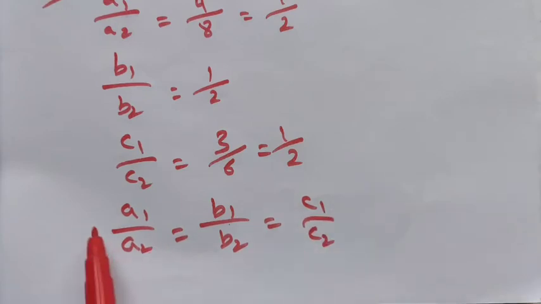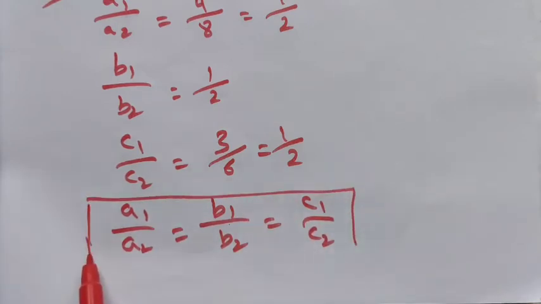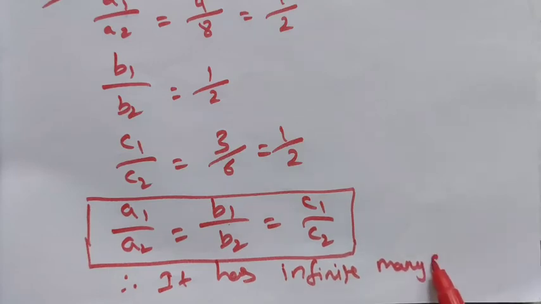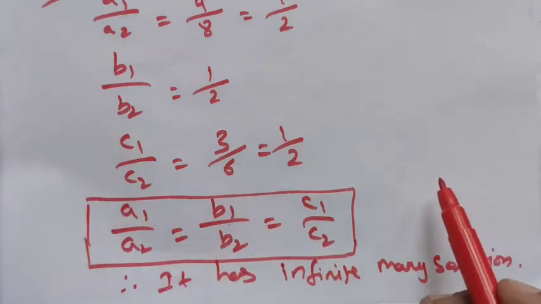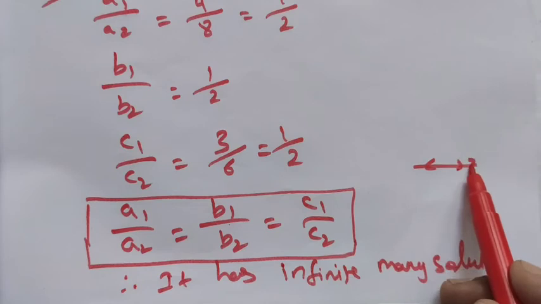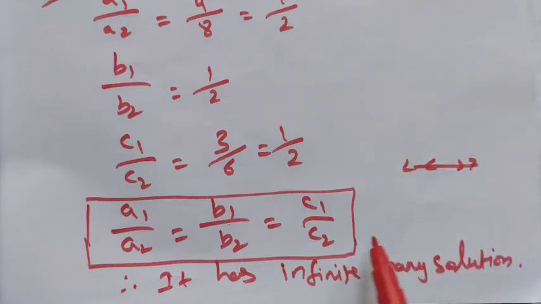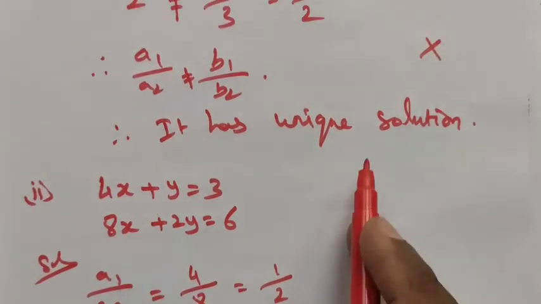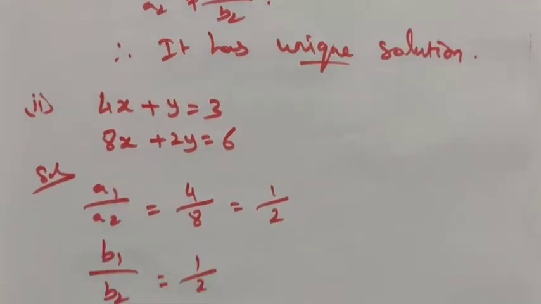When all the terms are equal, we have infinitely many solutions, therefore it has infinitely many solutions. When we get infinite solutions, it means the two lines coincide. Only when the two lines coincide do we get an infinite number of solutions. For the first one, a unique solution means the two lines intersect.